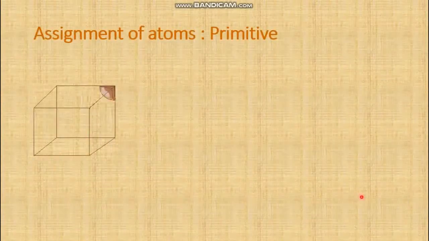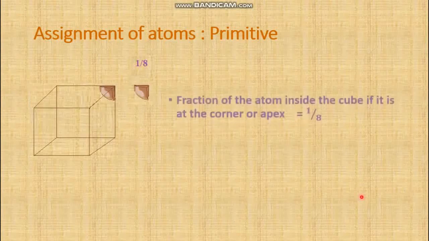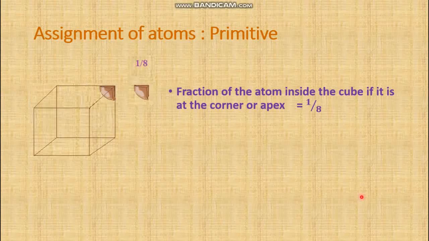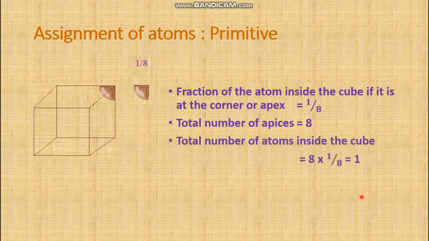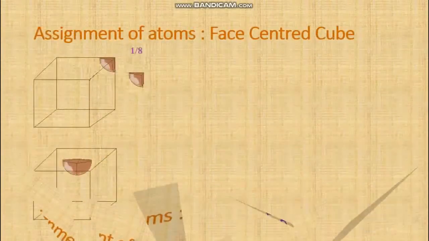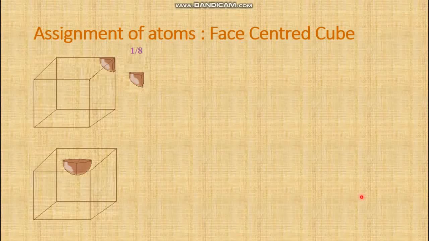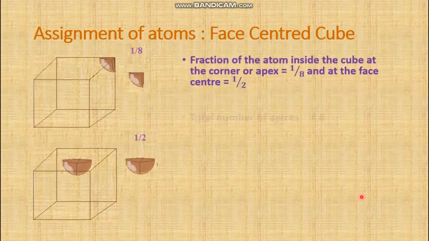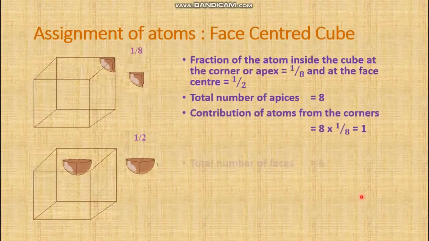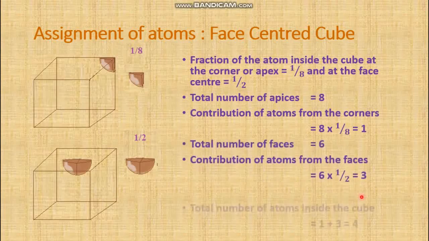So this is the elaboration. For primitive, 1/8 from the vertices or the corners or the apex. The total number of apices is 8, so the total number of atoms inside the cube is 8 into 1/8 equals 1. In the case of face-centered cube, 1/8 into 8 is contributed from the vertices and half into 3... half into 6 is contributed from the face centers. So overall the number is 4.